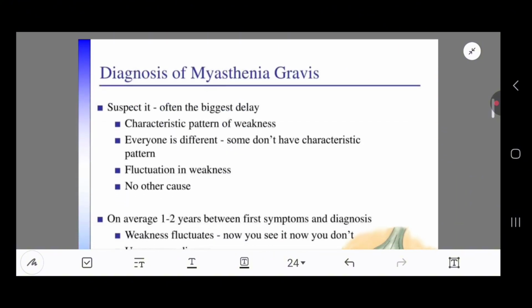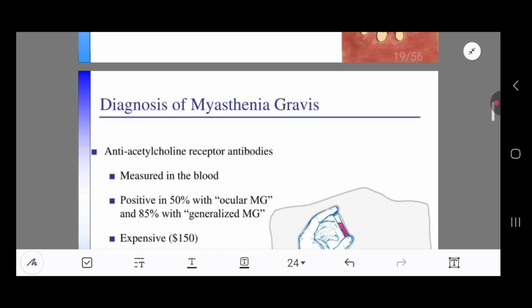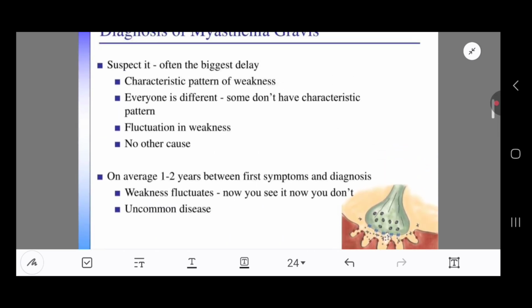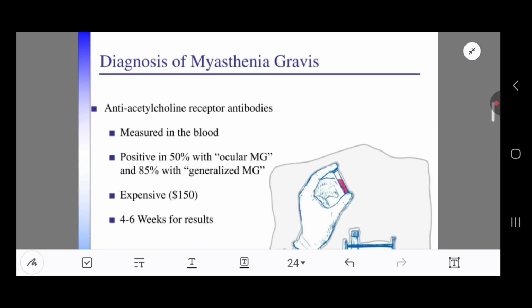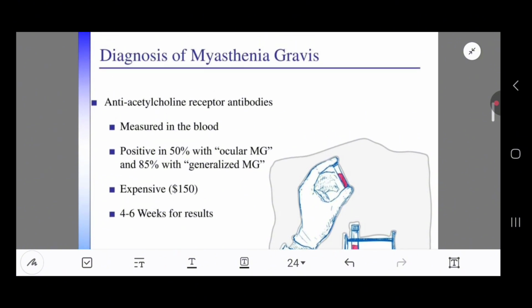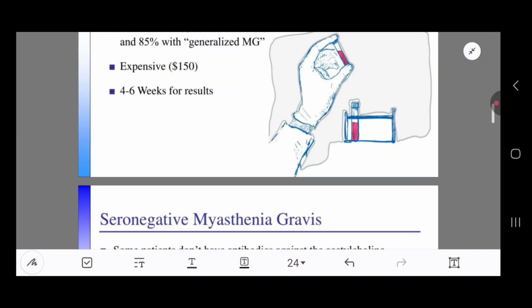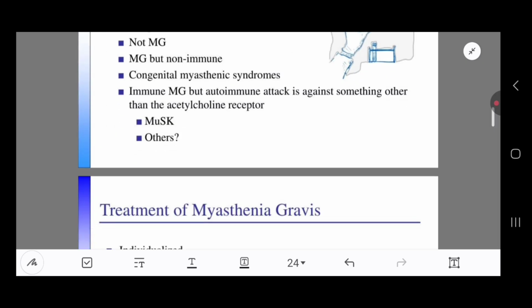The diagnosis of myasthenia gravis. We have a lot of diagnostic methods. The main one is diagnosis through tests. For example, we have anti-acetylcholine receptor antibodies. We can diagnose myasthenia gravis through the anti-acetylcholine receptor antibodies. And also, we have seronegative myasthenia gravis.